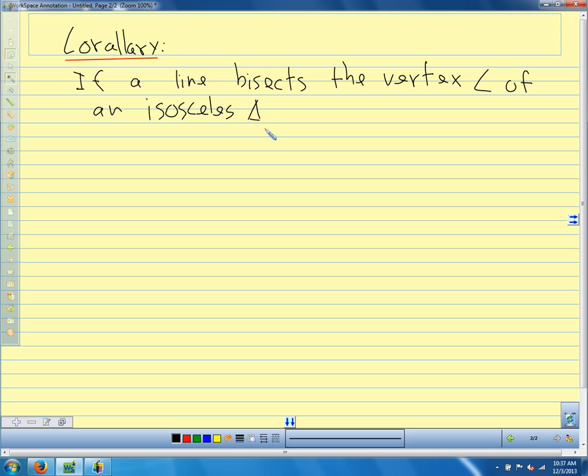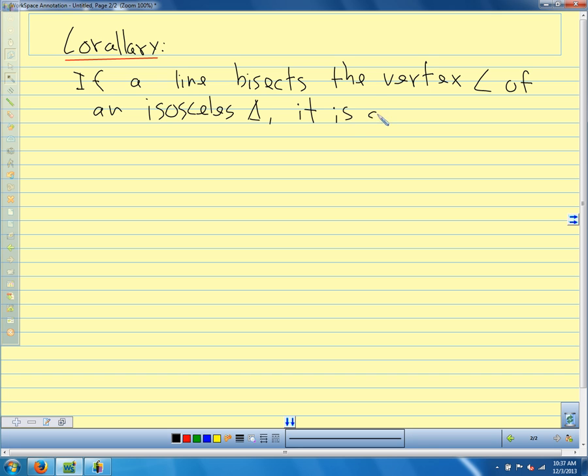So before we write the rest, let's just think about what this is telling us. We have a line bisecting the vertex angle of an isosceles triangle. First off, it's an isosceles triangle. That tells us that we have at least two congruent sides. It's bisecting the vertex angle. The bisect means what? Cut it in half. So it's cutting the vertex angle in half. Well, here's what happens.